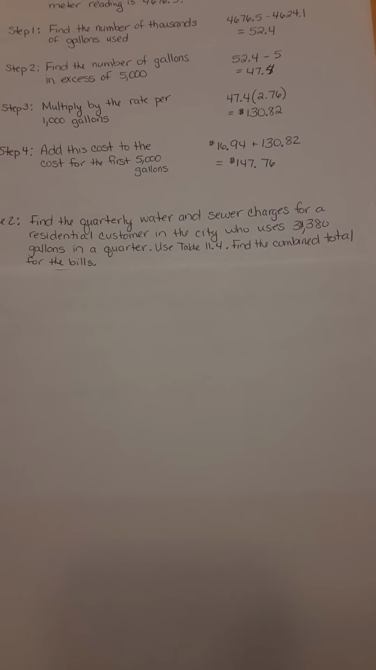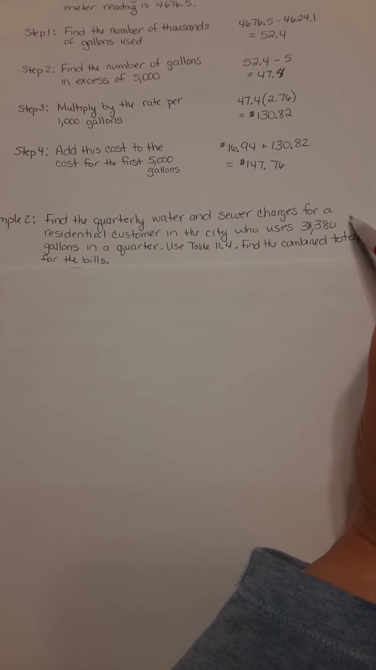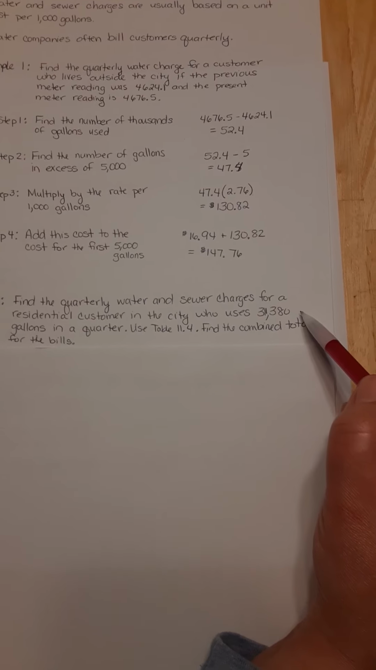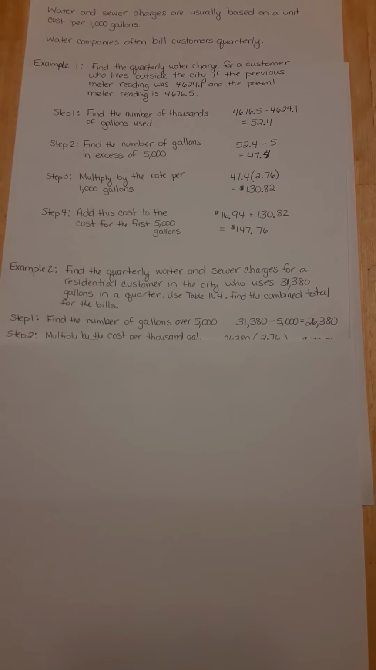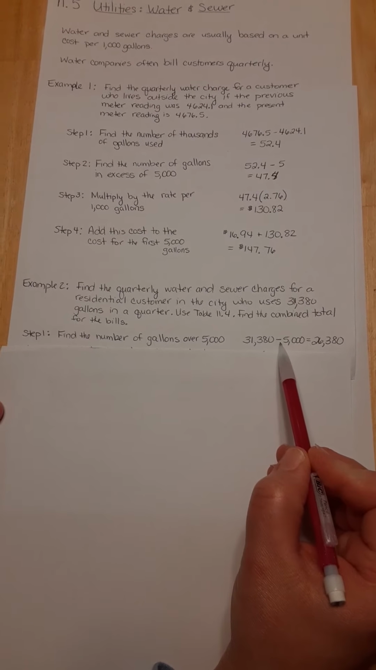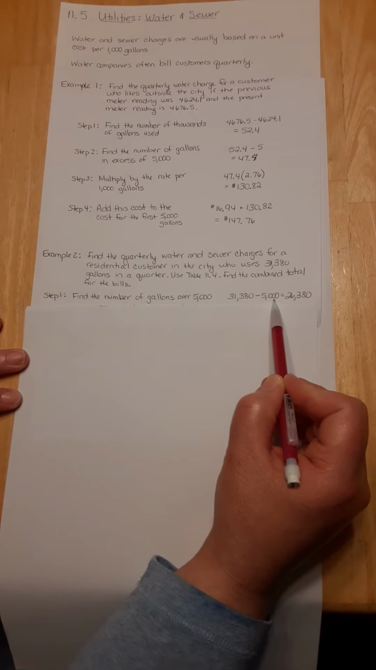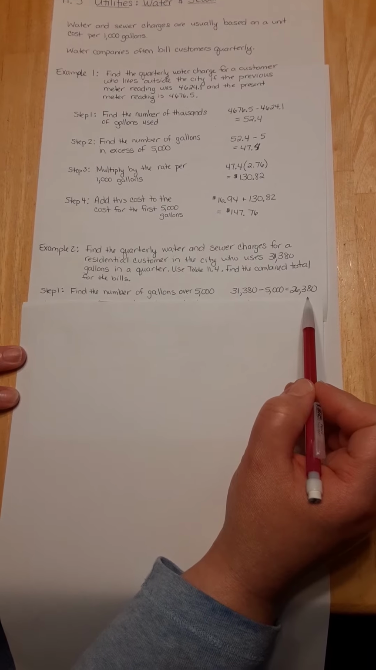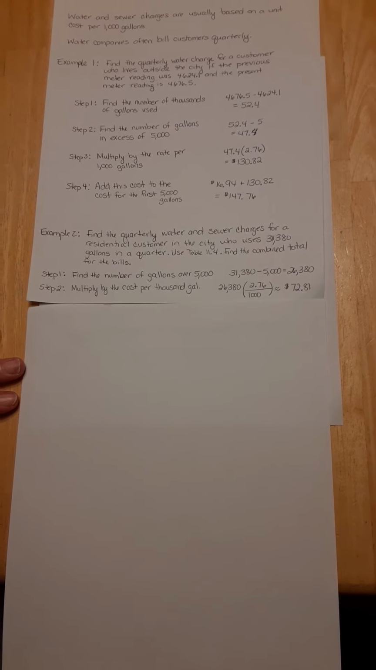Okay, here's where we're different here. We've got 31,380. This is what we were told. This is just gallons, not thousands of gallons, so we're going to have to make sure that we're converting for this. Very first thing we need to find is how many thousands of gallons we've used. So we're going to take our 31,380 and subtract the 5,000. Remember, this is what is excess over. So this family has used 26,380 gallons more.